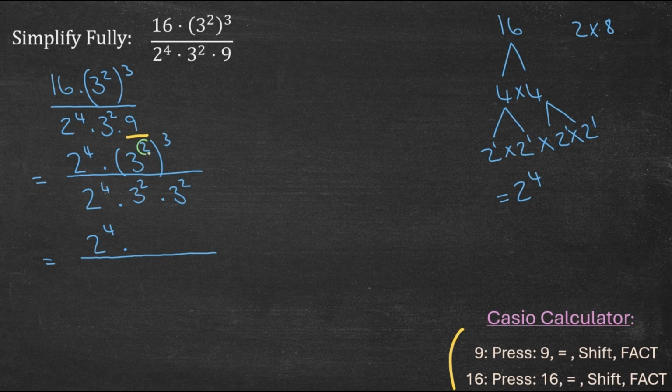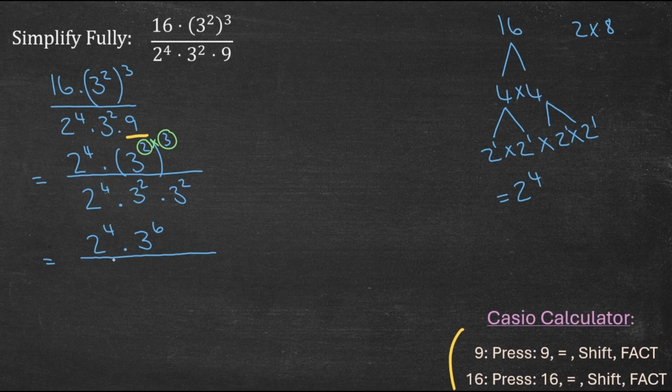And now let's have a look at what we've got here. Here I have a power that is raised to another power. That means I can multiply my exponents. So we keep the base, which is 3, and then we multiply the exponents, which is 2 times 3, and that is 6.